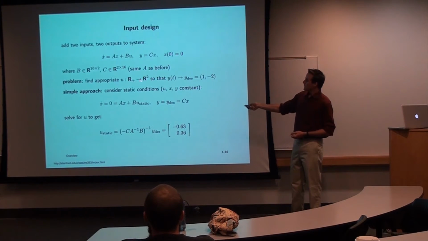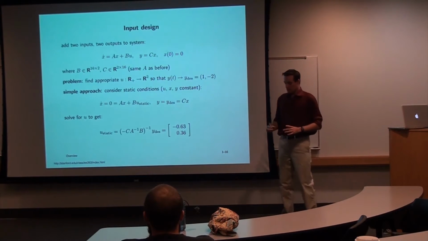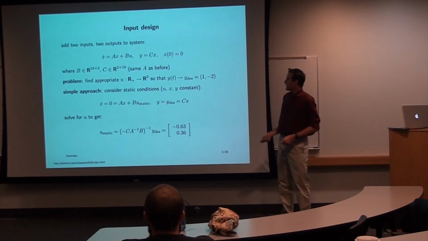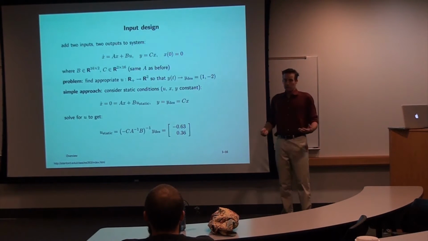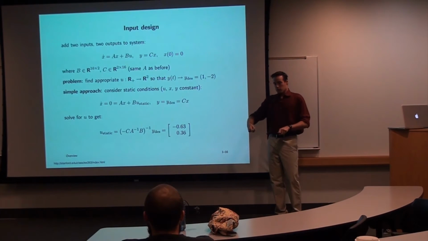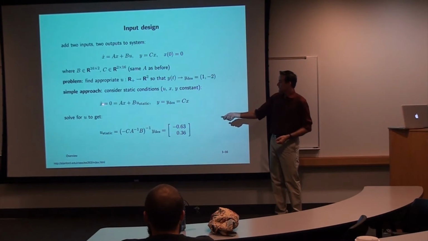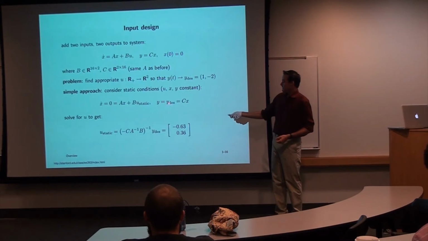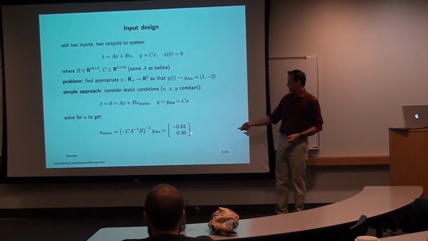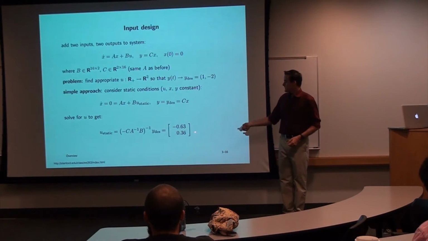So the problem is, if you have some desired position that you want the table to be at, what sequence of motor torques should you apply in order to make the position of the table go there? The simple approach would be to say, okay, at steady state, what motor torques will I have to be applying in order for x dot to be 0? If you set x dot equal to 0 and set y to the desired y value, and you solve for u, you get minus 0.63 and 0.36. These are the steady state values.